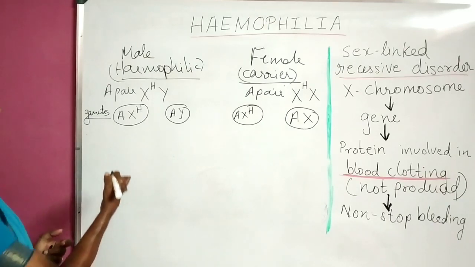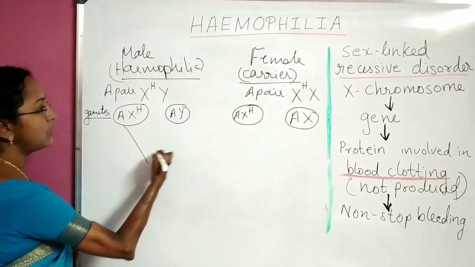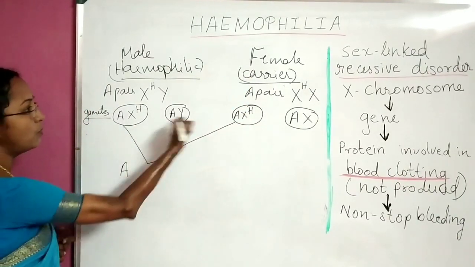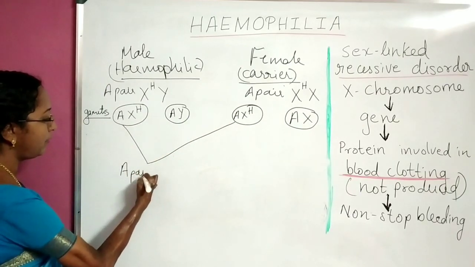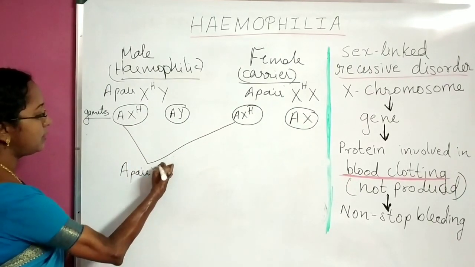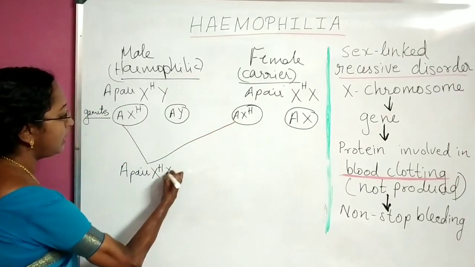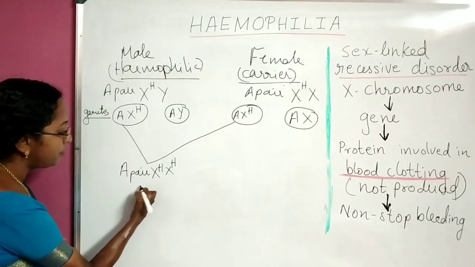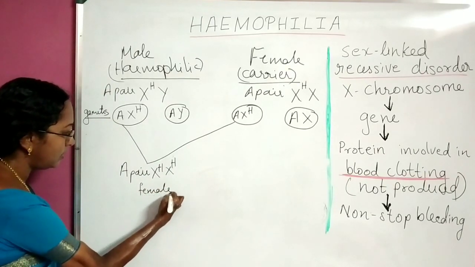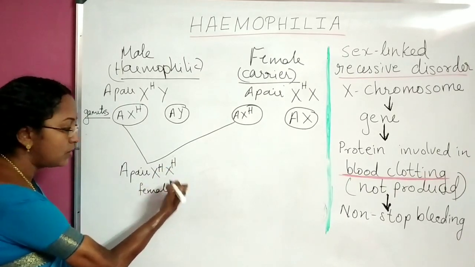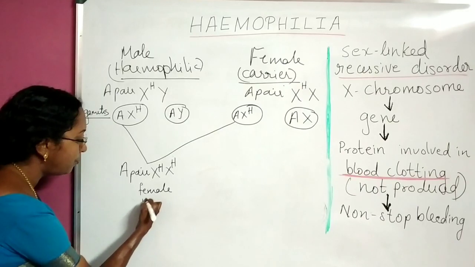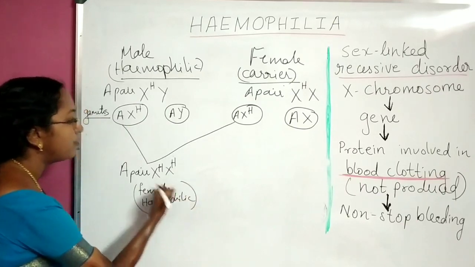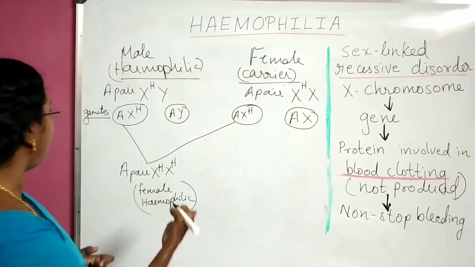Now fusion of gametes. What happens here? I'm taking here first gamete, fusing with the female first gamete here. So two autosomes, so autosome pair I'm writing here. And this is XH and XH. See here, both XX. So what about this one? It's a female, isn't it? Both are XH. So the female is haemophilic, or female is affected. Female is haemophilic, affected female.